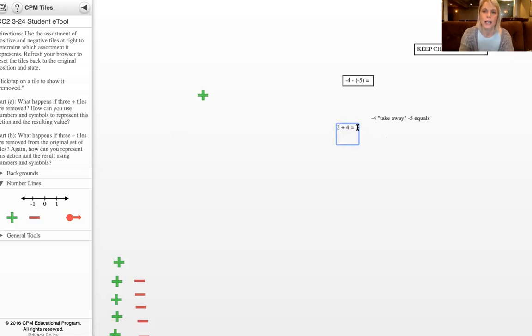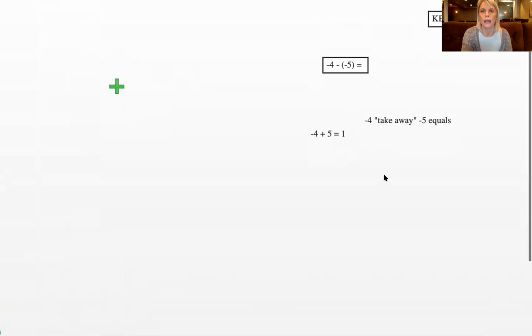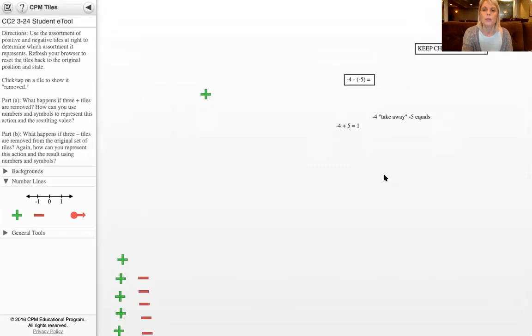When I do my keep, change, change, I could check my work. I keep my -4 the same. I change my sign to plus, and then I change the -5 to a +5. So -4 plus 5 equals +1. So that's the way you could check your work on that. If you have -4 minus -5, when you check your work, it'll make sense why the diagram makes sense.